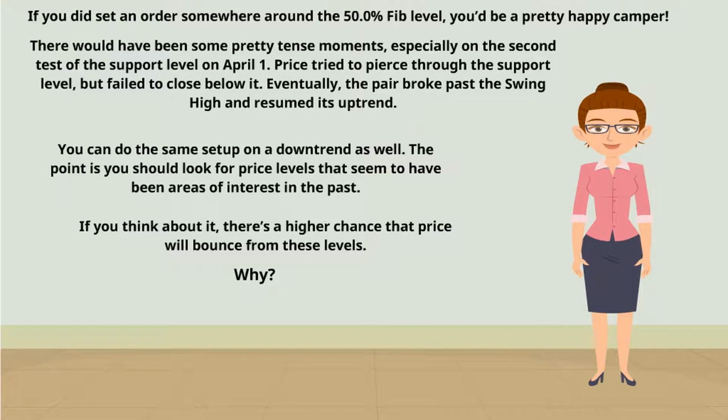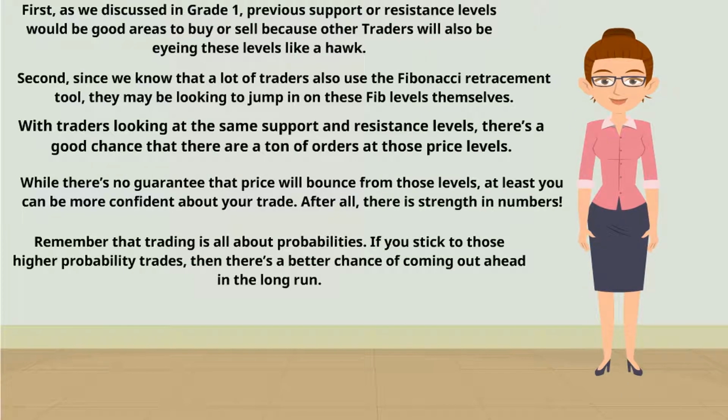The point is, you should look for price levels that seem to have been areas of interest in the past. If you think about it, there's a higher chance that price will bounce from these levels. Why? First, as we discussed in Grade 1, previous support or resistance levels would be good areas to buy or sell because other traders will also be eyeing these levels like a hawk. Second, since we know that a lot of traders also use the Fibonacci retracement tool, they may be looking to jump in on these Fib levels themselves.